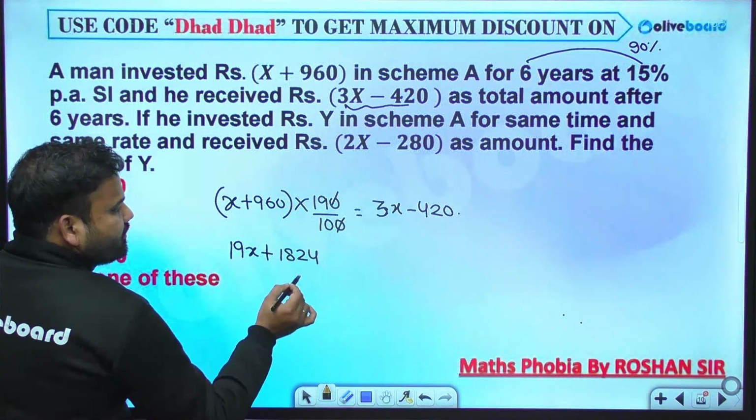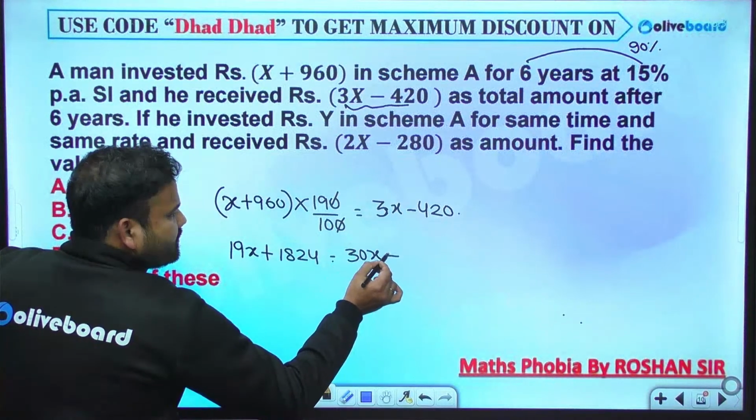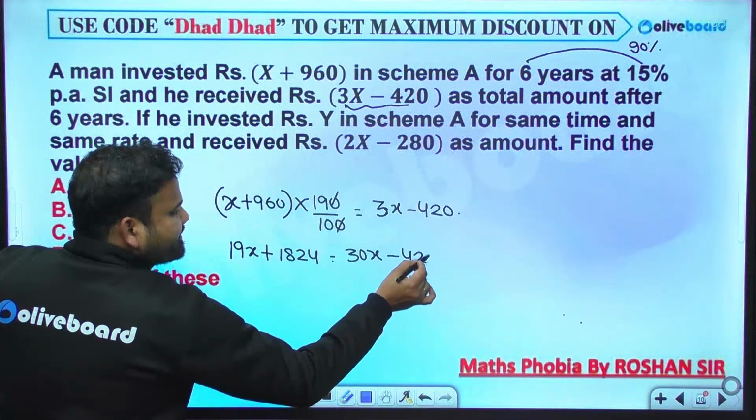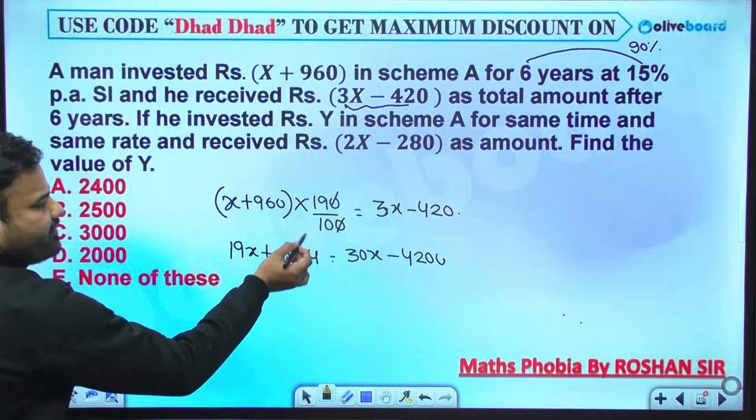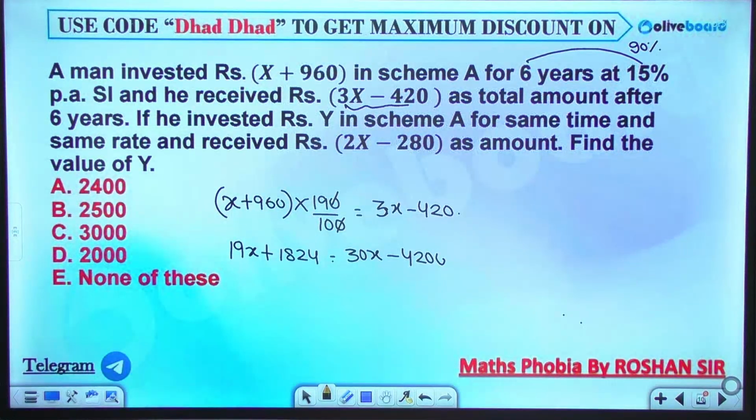1824 equals what? This is 30x minus 4200. Is it clear? 19 times 96 will be what? 96 written 20 times and 190 will be eliminated. Is it clear what I have done? Is it clear, bacha?